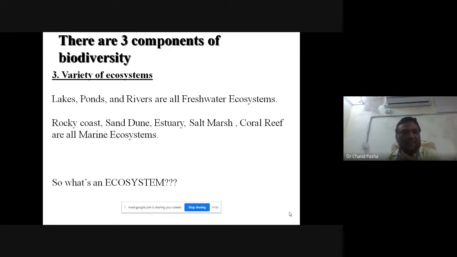Even desert ecosystems are there, mountain ecosystems are there, even snow, the Arctic ecosystem is there, all different types are there. So here, if you see in biodiversity, variations among the living organisms and their interdependence should be there in a biodiversity. And it is there at 3 levels.